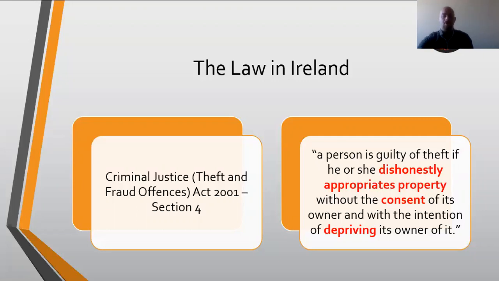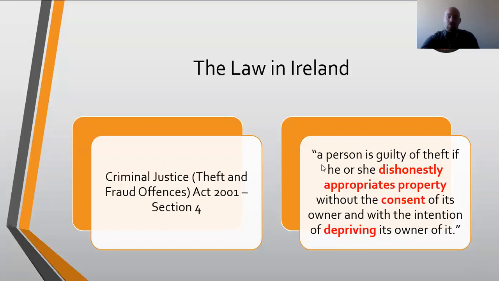And it basically says a person is guilty of theft if he or she dishonestly appropriates property without the consent of its owner and with the intention of depriving its owner of it. So I've highlighted a couple of important words or elements that we're going to talk about as we go on within that phrase. So dishonestly, that's an important word. It covers that the person must have a guilty mind. They must know that what they're doing is not honest. And we'll cover what's called the mens rea of a crime in a little while.